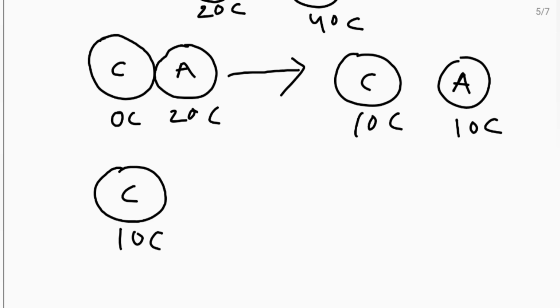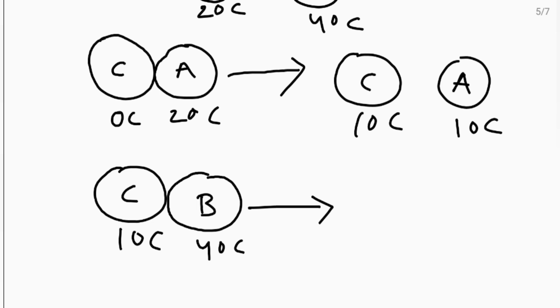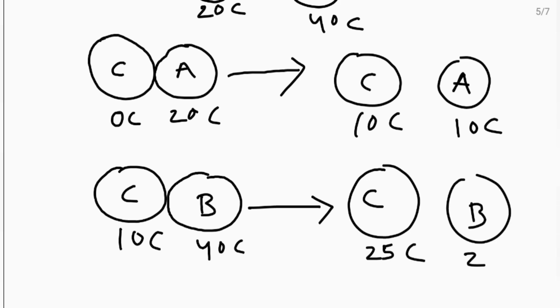10 coulomb, and it will again come in contact with metallic sphere B, which has charge 40 coulomb. So now, metallic sphere C has charge how much? 25 coulomb, and B will have 25 coulomb, because after contacting, the charge shared by them is equal. Before contacting, the total charge of both is 10 plus 40, which is 50, divided by 2, that is 25. So after contact, both will have charge 25 coulomb.